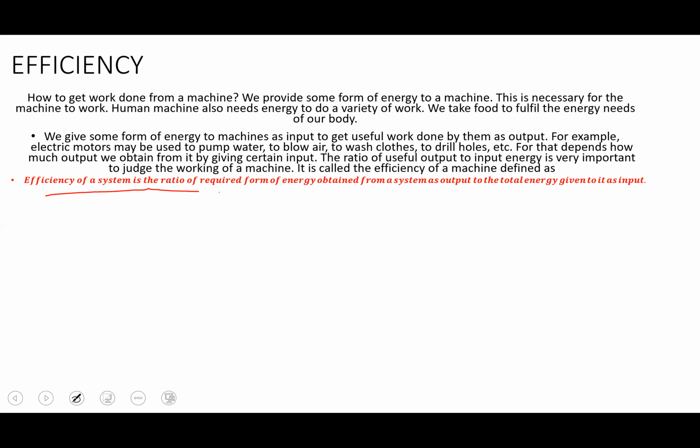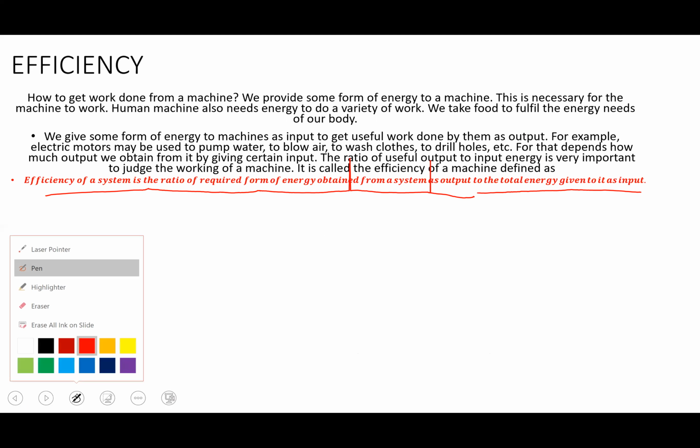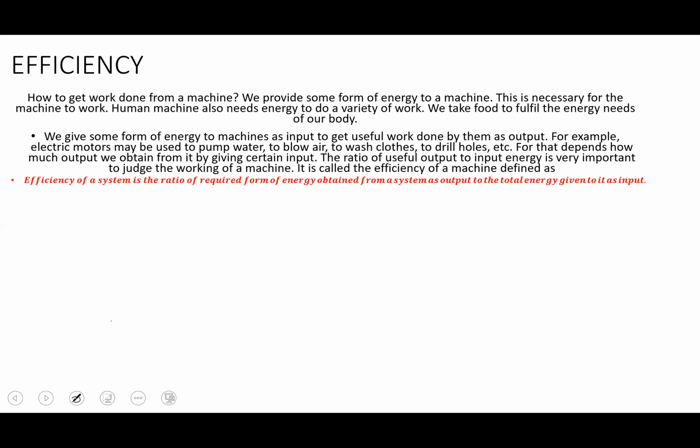efficiency of a machine is the ratio of the required form of energy obtained from a system as output to the total energy given to it as input. That means the output will be on the top in the formula and the input will be in the denominator, so that we can compare how much output we are getting and how much input we are giving. So efficiency can be defined mathematically as efficiency is equal to the required form of output energy to the total input energy.